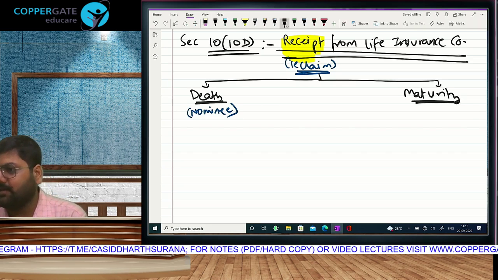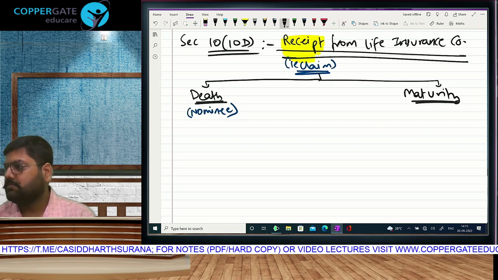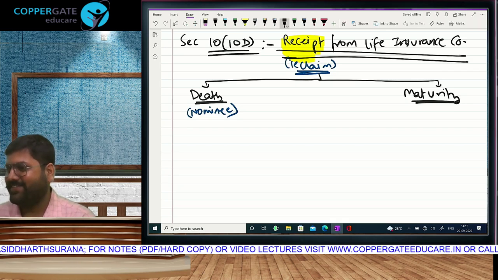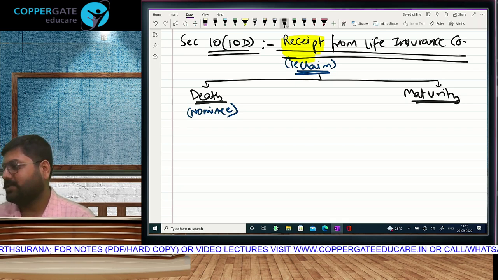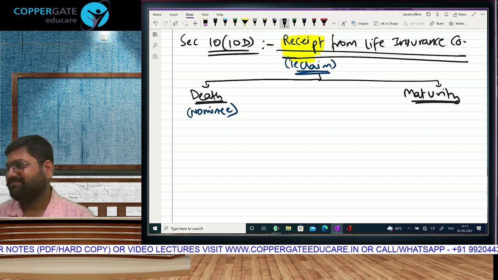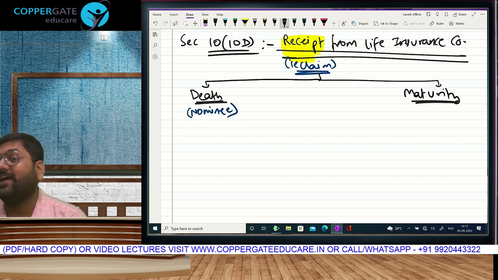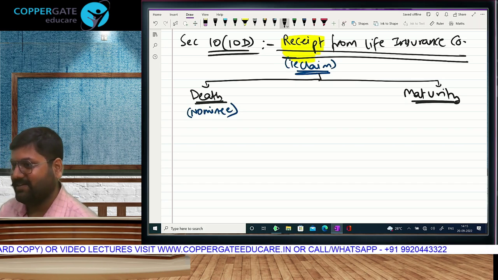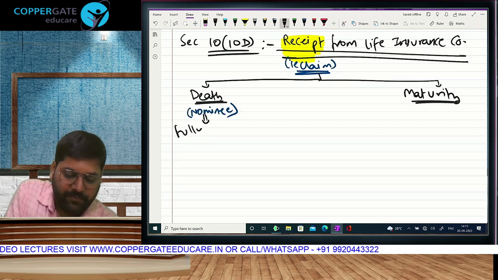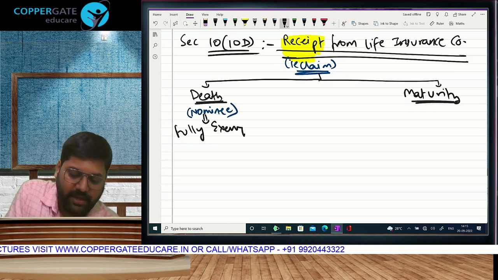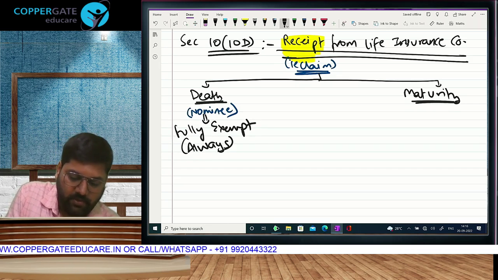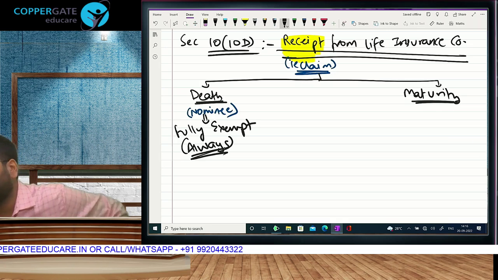See, section 10 means something is exempt. So go, move on to the next section. No. On death it is exempt; on maturity sometimes it is exempt. So we will have to learn when it is exempt and when it is taxable. Did you understand? Death cases: congratulations. Fully exempt without any condition. Fully exempt. Always. No conditions, no ifs and buts.